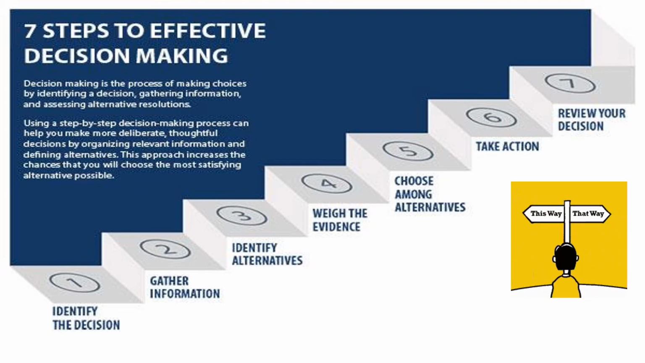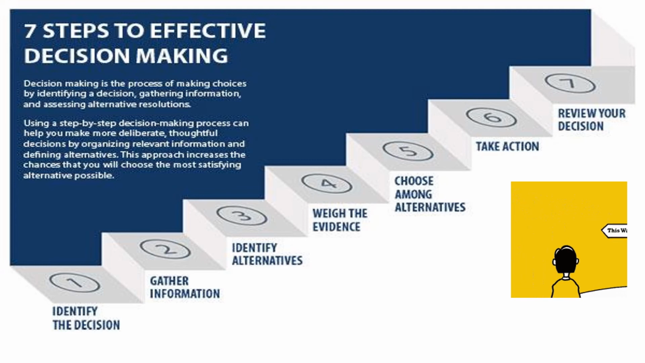The fourth step is weighing the evidence. Draw on your information and emotions to imagine what it would be like if you carried out each of the alternatives to the end. Evaluate whether the need identified in step 1 would be met or resolved through the use of each alternative. The fifth step is choose among alternatives.